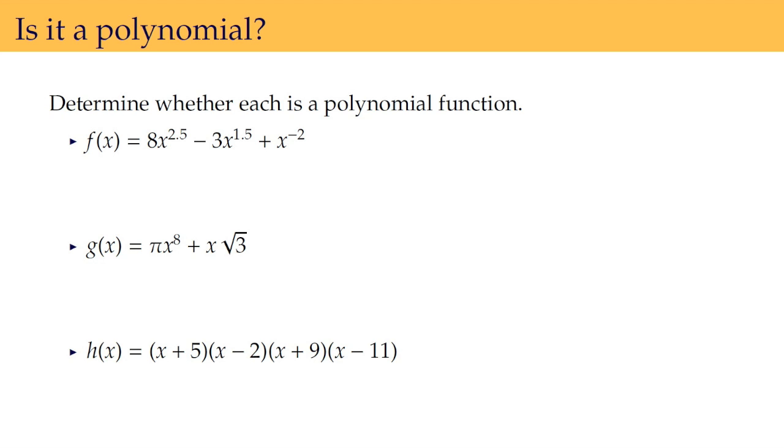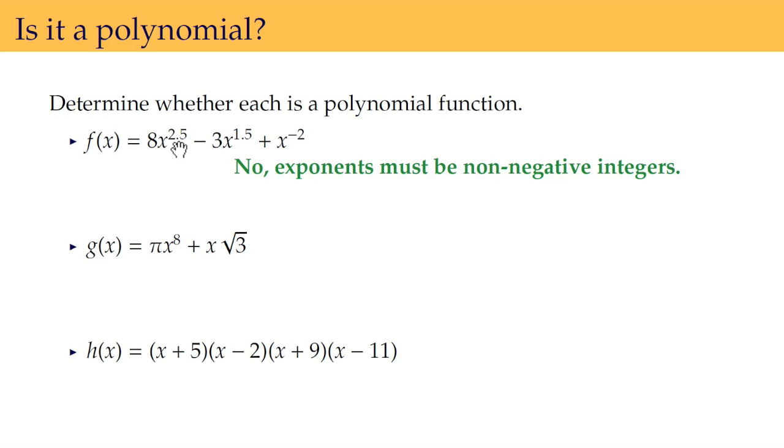Alright, so let's look at this first one. I've got 8x to the 2.5 minus 3x to the 1.5 plus x to the negative 2. Well, it has some qualities of our pattern, but our exponents have to be non-negative integers. 2.5 is not an integer. Negative 2 is an integer, but it is, of course, a negative integer, so it doesn't meet the qualifications either.